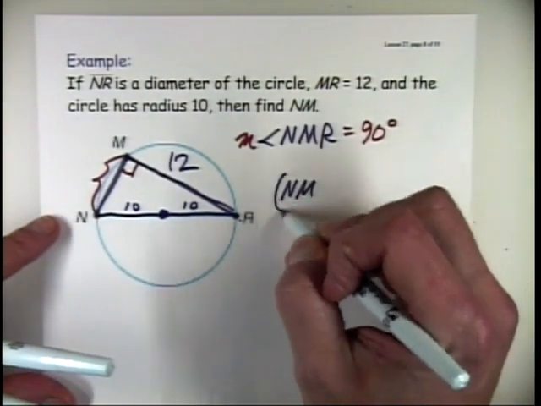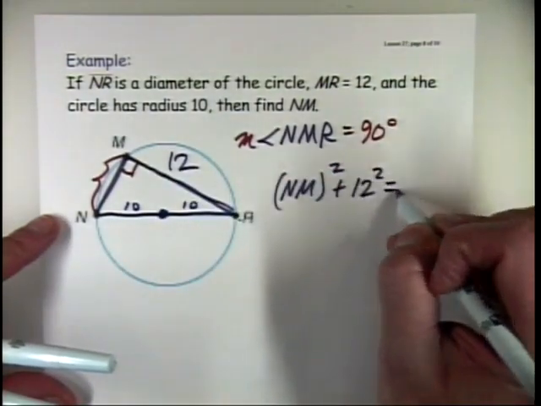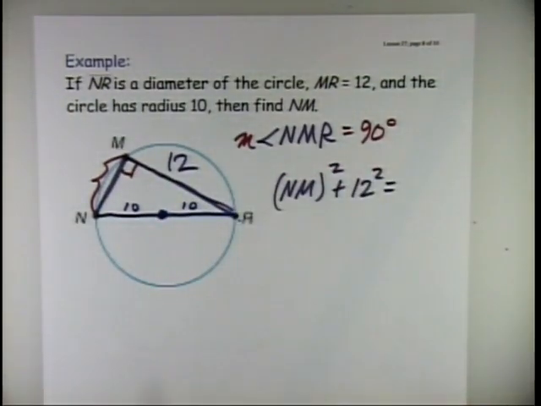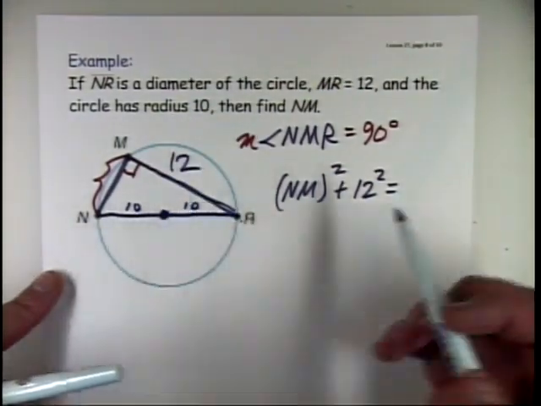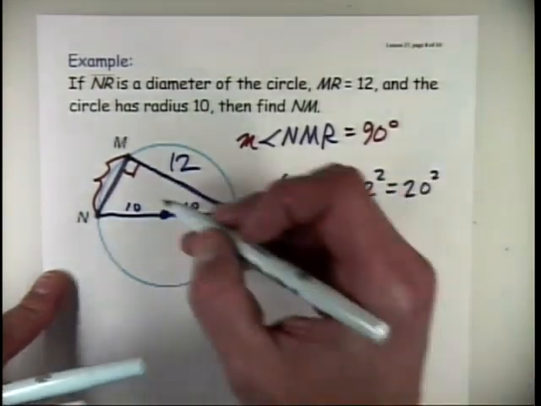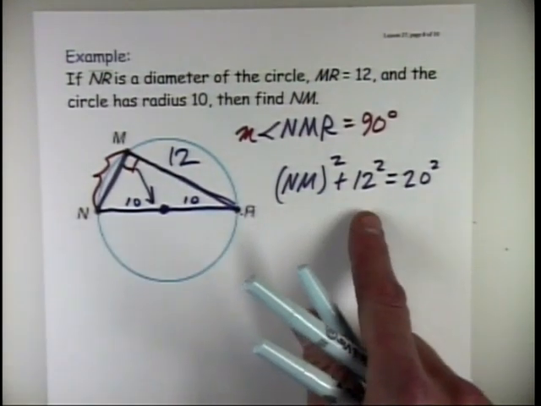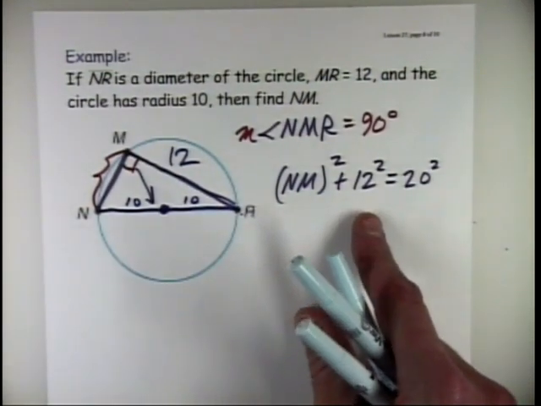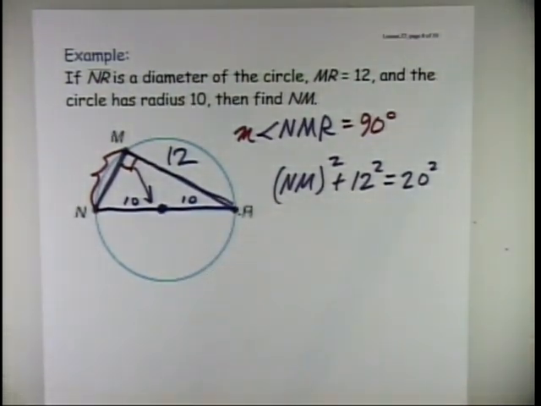Segment NM, the one we're trying to find, squared, plus the other short side squared, 12 squared, equals, and this is the only place we really have to be careful, we were given the radius. The diameter is twice the radius, or 20 squared, and it's opposite the right angle, so it's on one side of the equation by itself. Again, we've taken a geometry problem and reduced it to an algebra problem.